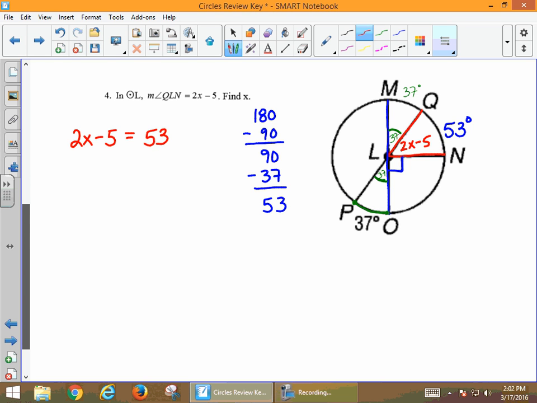And then I just have to solve this using some algebra 1. Add 5 to both sides. 2x equals 53 plus 5, which is 58. Divide by 2, and x is equal to 29 for my variable. x is equal to 29.